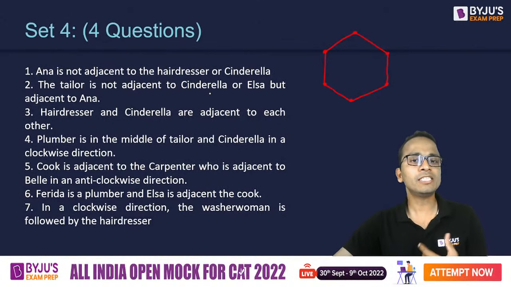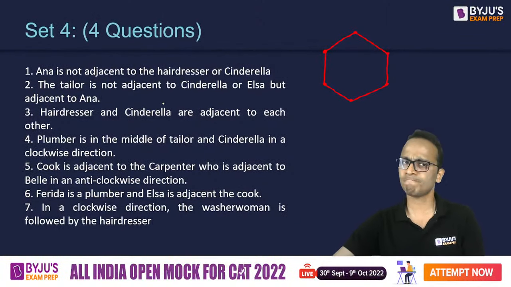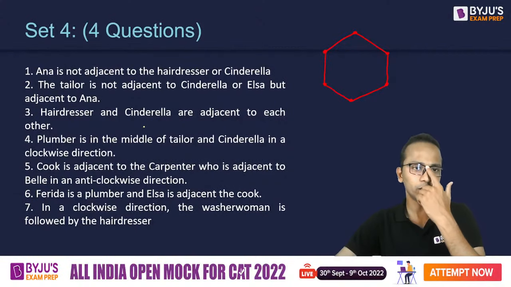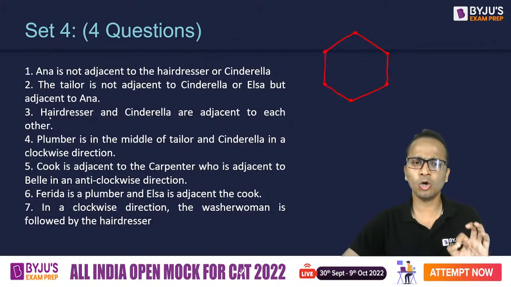The tailor is not adjacent to Cinderella or Elsa, but adjacent to Anna. So tailor and Anna are adjacent, but clockwise or anti-clockwise, these things are mentioned here. Anna will be on the left of the tailor or on the right of the tailor. I don't know. So I'll leave this. Third statement. Hairdresser and Cinderella are adjacent to each other. Again, they are adjacent, but who is left, who is right? I don't know. Statement number 3, we'll put it on hold.